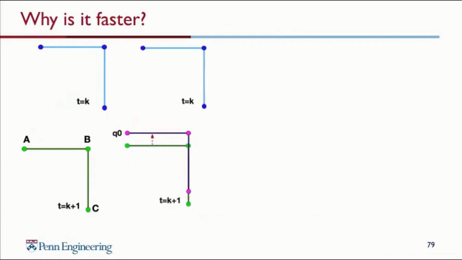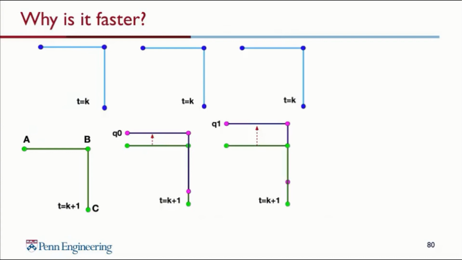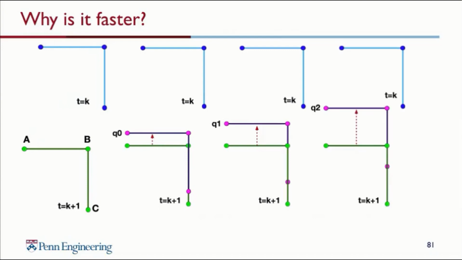You can imagine that there are three possible transforms which can be found iteratively from the algorithm, beginning from the transform Q0, the transform Q1, which moves the set of points in t plus 1 closer to t equals k with respect to the vertical axis, and finally, the transform Q2.